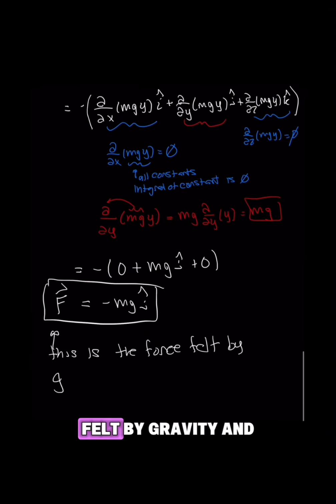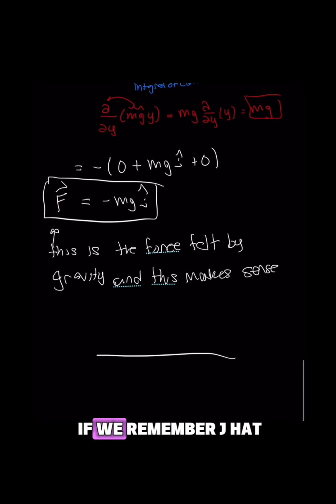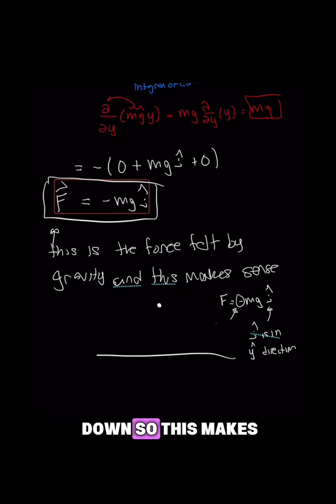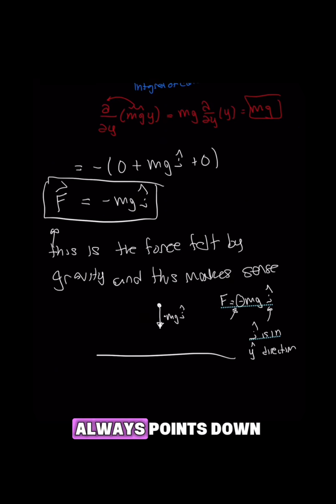And this is the force felt by gravity, and this makes sense because if we remember, j hat points in the y direction, and negative means it's pointing down, so this makes sense since gravity always points down.